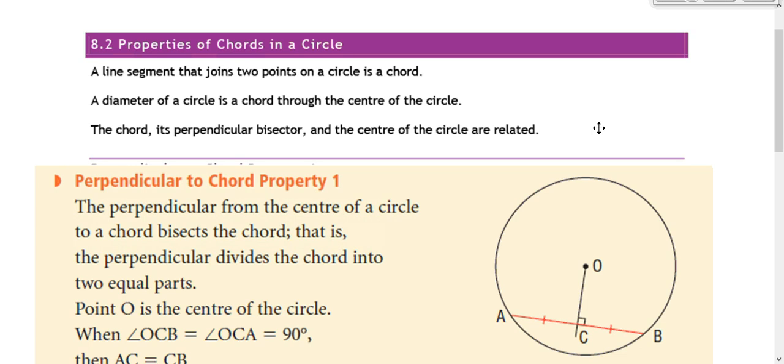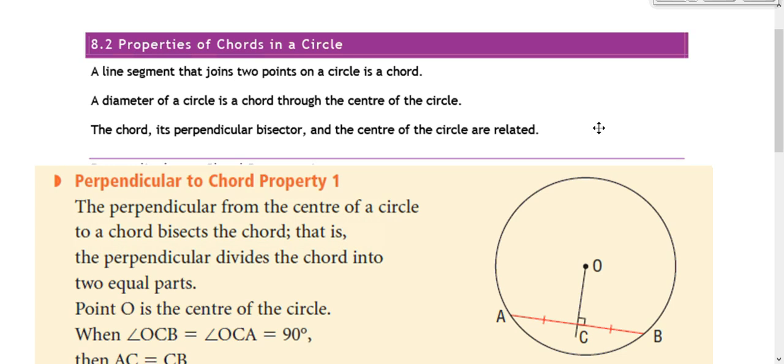Okay, we are starting 8.2, properties of chords in a circle. Chords are very similar to radius, except that it's not going to be through the center of the circle anymore. It's going to be in different parts of the circle. So a line segment that joins any 2 points on a circle is a chord. A diameter of a circle is a chord through the center of the circle.